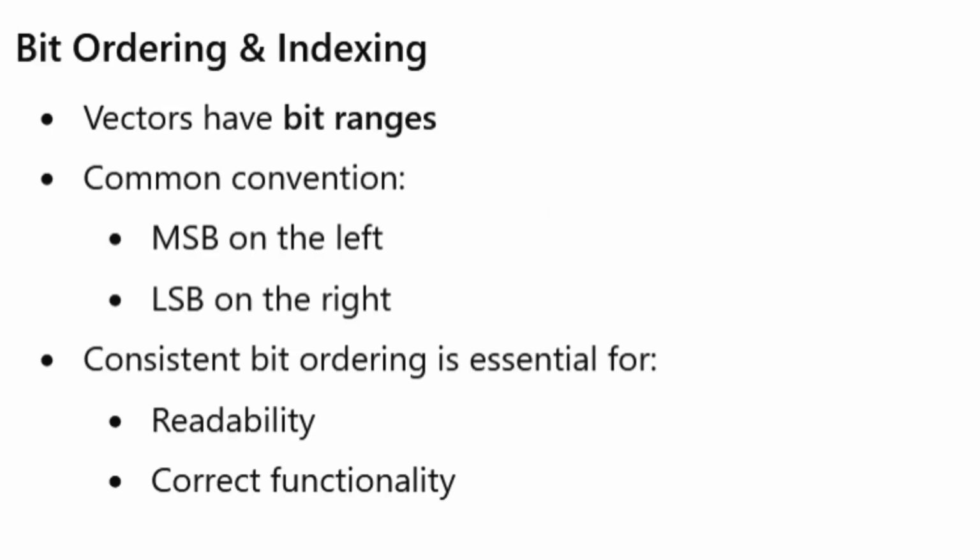One important aspect of vectors is bit ordering. Verilog allows both ascending and descending ranges. However, by convention, we usually write the most significant bit on the left and the least significant bit on the right. Consistent bit ordering is critical for readability and correctness. Confusion in bit indexing often leads to subtle design errors.